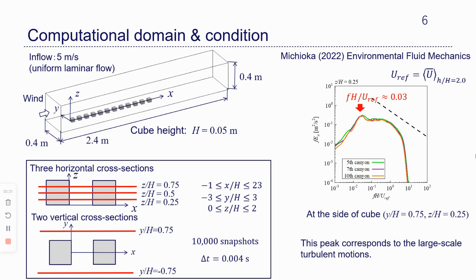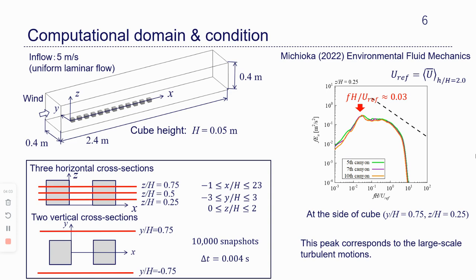This is the energy spectrum of the streamwise velocity fluctuation at the side of the cube. This energy spectrum has a peak at the frequency 0.03 like this. This peak is observed after the fifth canyon. These peaks correspond to the large-scale turbulent motion.